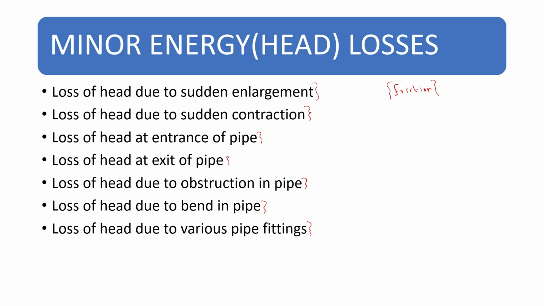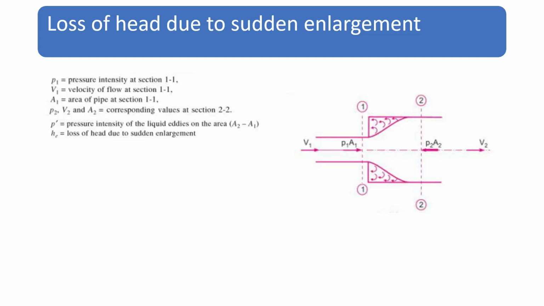First one is loss of head due to sudden enlargement. You can see the pipe here. Because of the sudden change in the cross section of the pipe, the fluid flow cannot trace the change in the path. Because of this, there is some eddy formation here. The fluid flow will occur like this, and there is some eddy formation here which causes the loss in head.